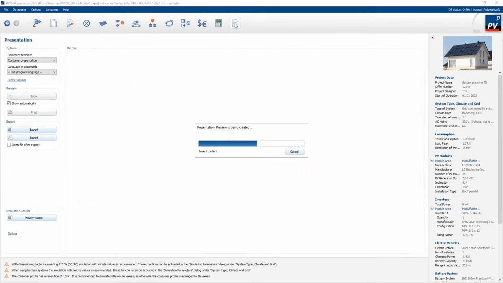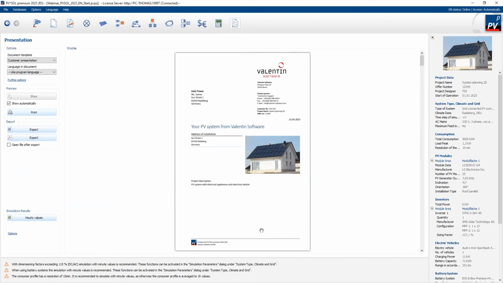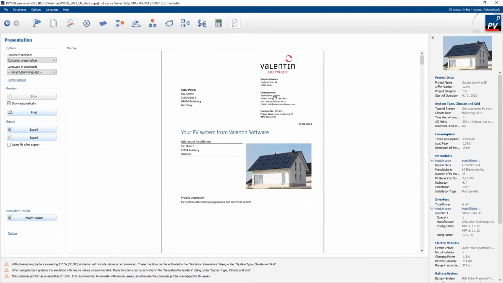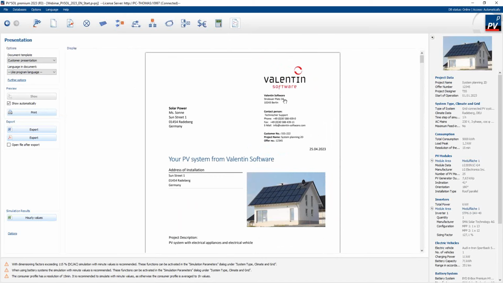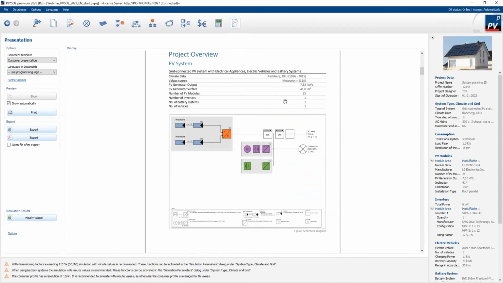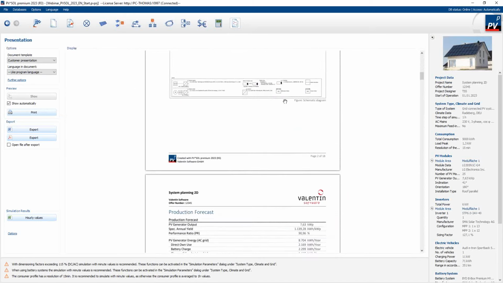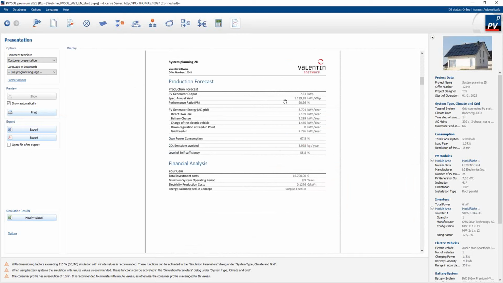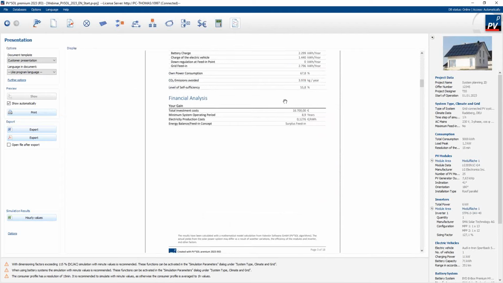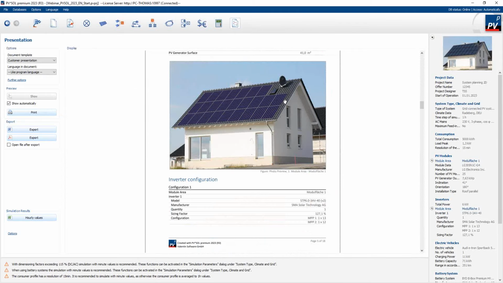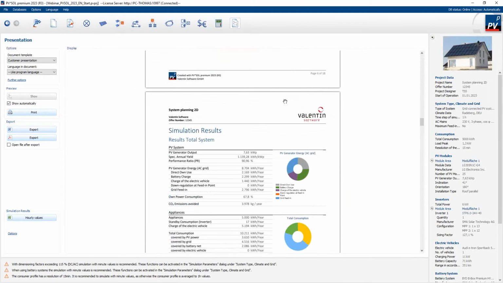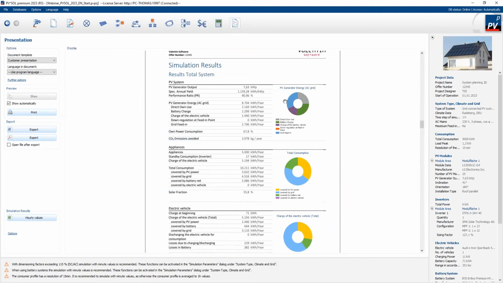On the front page, we should see all the information which we have entered at the beginning of our planning. That's customer information, the picture which we have selected, etc. Then I can zoom in a little bit with the mouse wheel. It's a system overview about the selected climate data record. Then first information about the generated energy and how it is used, and so on. All the information which you can also see in the results window can be in the presentation.